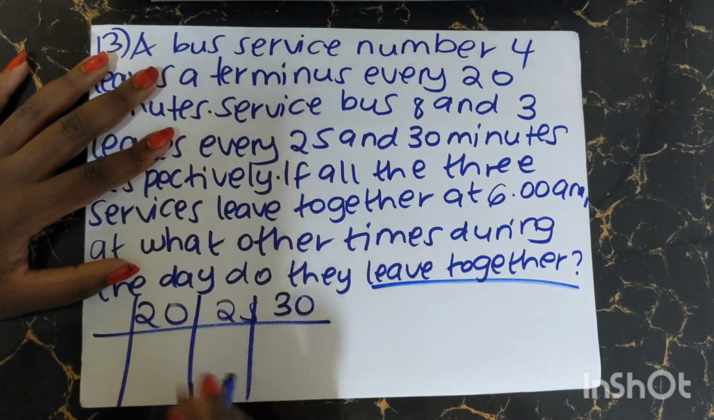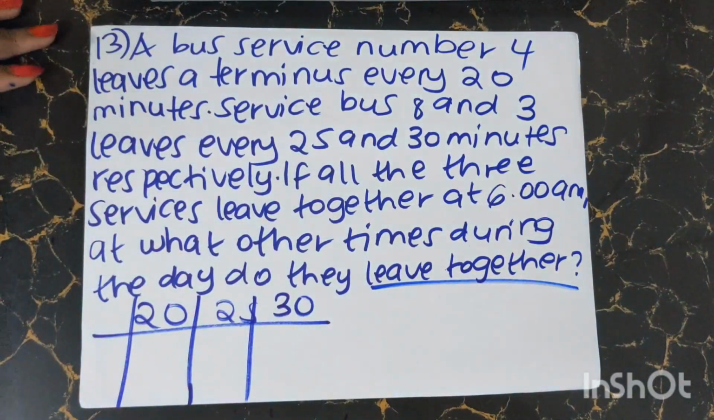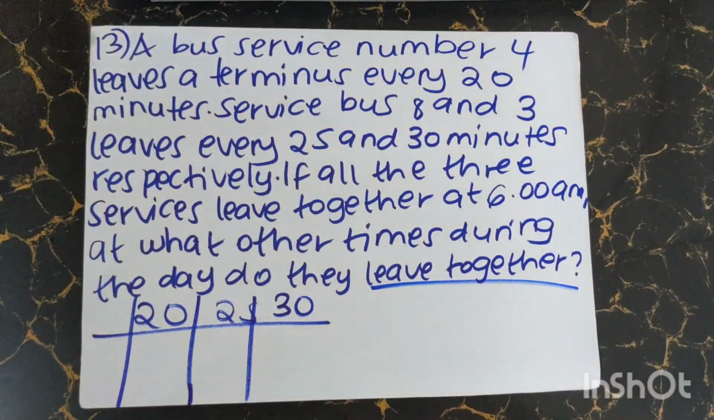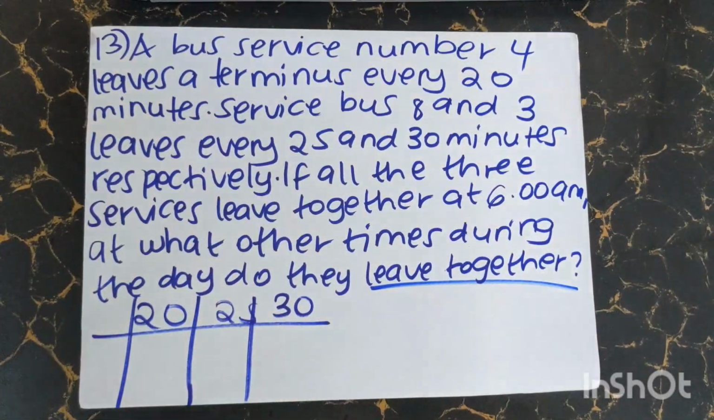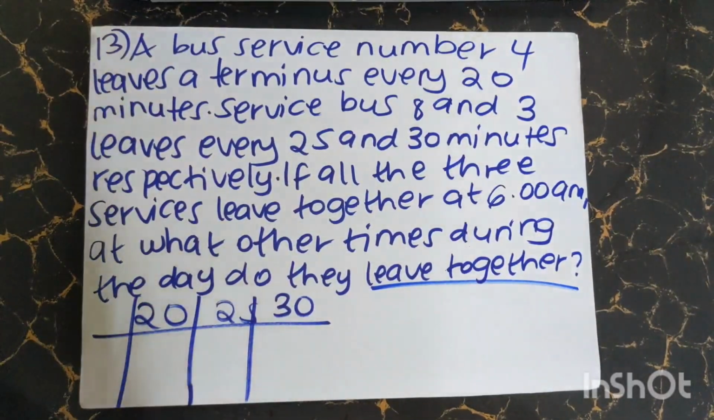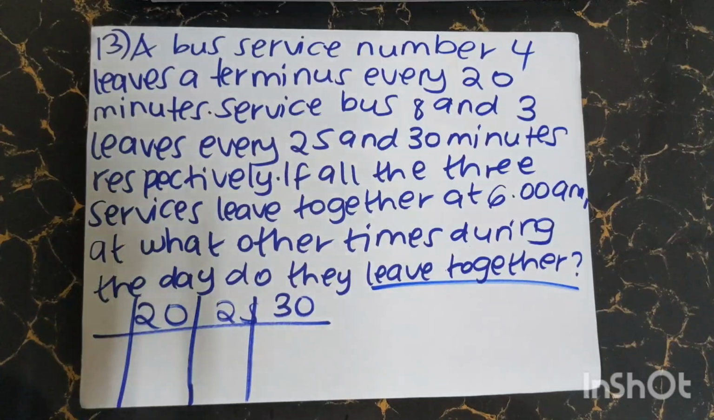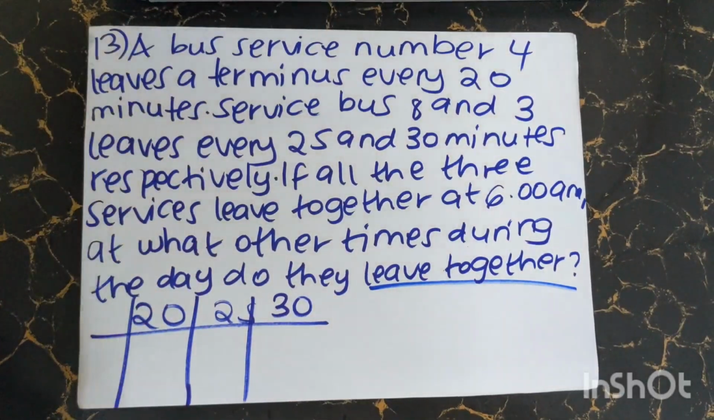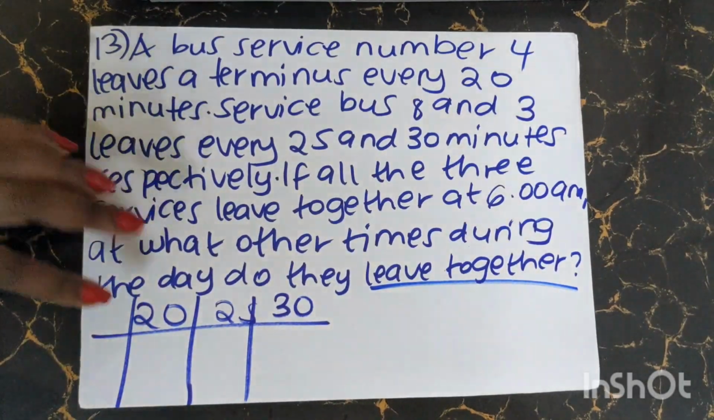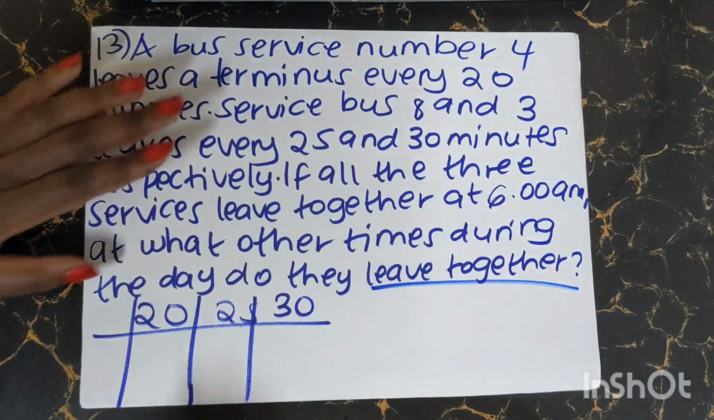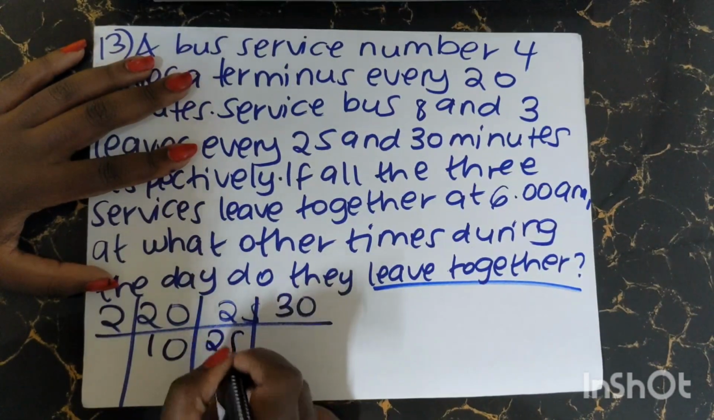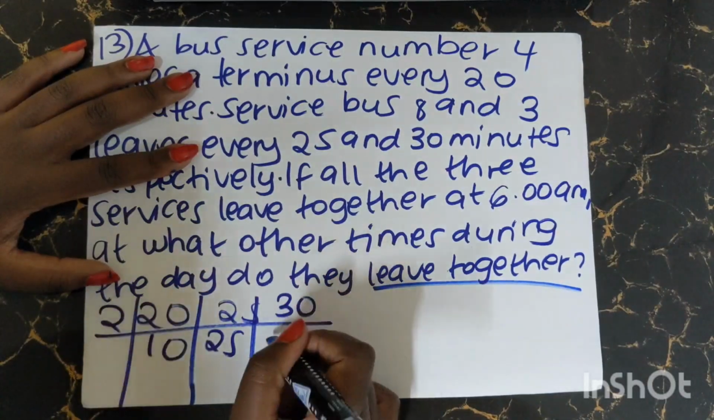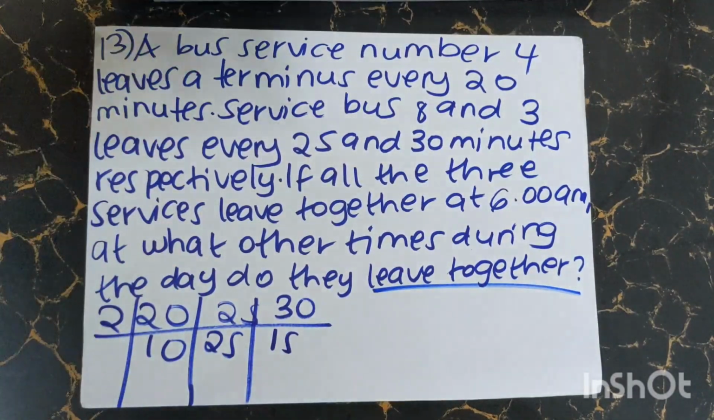Yes, so these 2 numbers are divisible by 2. 2 is the least prime number, so that's why we are starting with 2, okay? And you're saying that these 2 numbers are divisible by 2 because a number is said to be divisible by 2 if the digit in the ones place is either 0, 2, 4, 6, or 8. 20 divided by 2 is 10, 25 is not divisible by 2, so we'll drop it. 30 divided by 2 is 15, okay?